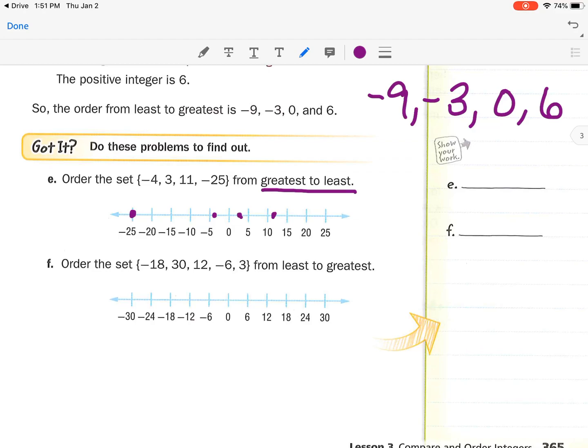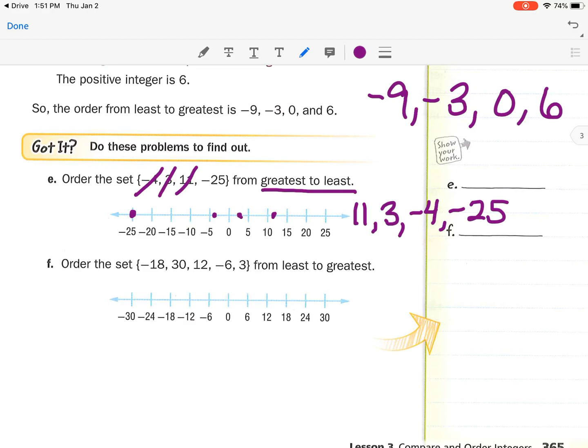So we're going to put them in order from greatest to least, which means we're starting with the numbers that are on the right side. So that first number is 11. So we're going to order these. It's going to be 11. That's my biggest number. After my 11, I get 3, and I'm going to cross them off to make sure I use them all. And then -4. And then the last one is -25. We have just ordered them from greatest to least.